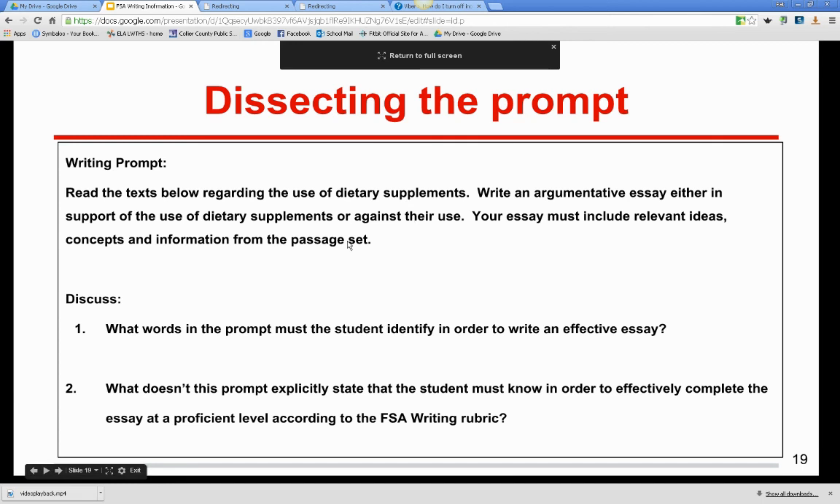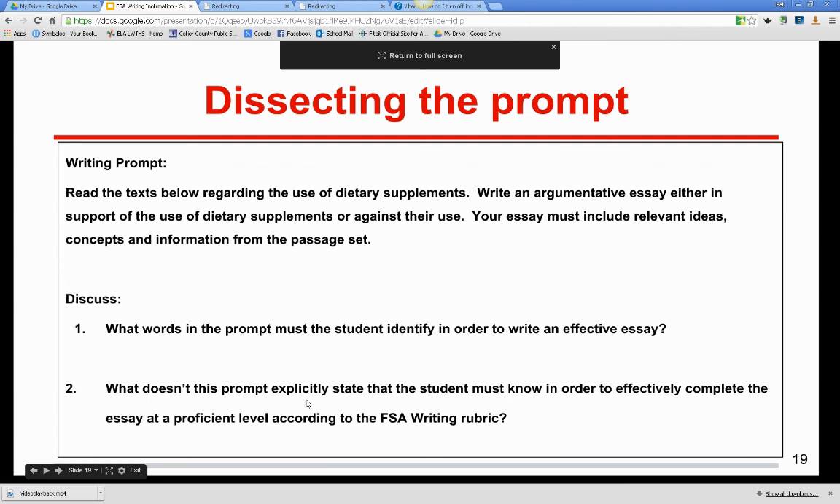So between you, take a moment to discuss what words in the prompt the student must identify in order to write an effective essay. So just take a minute to do that, or 30 seconds. What words do they need to focus on? All right, now think about this and discuss it for 30 seconds.